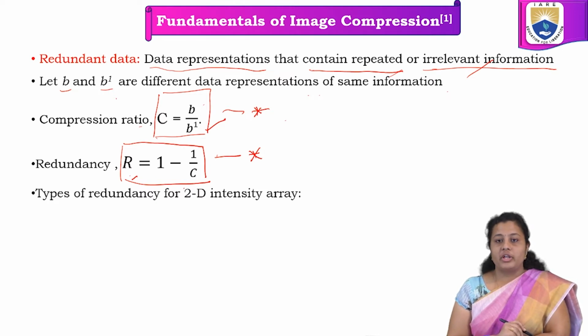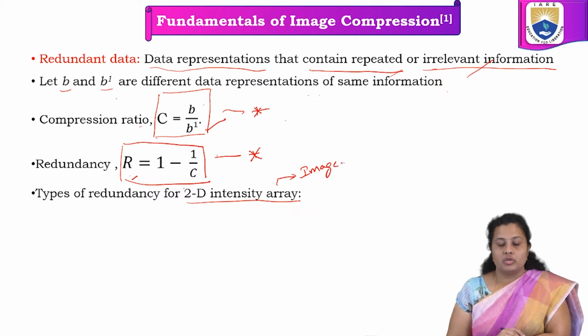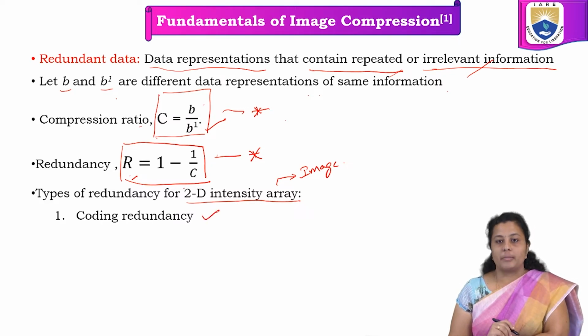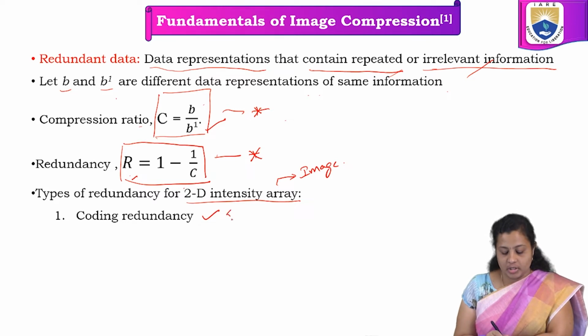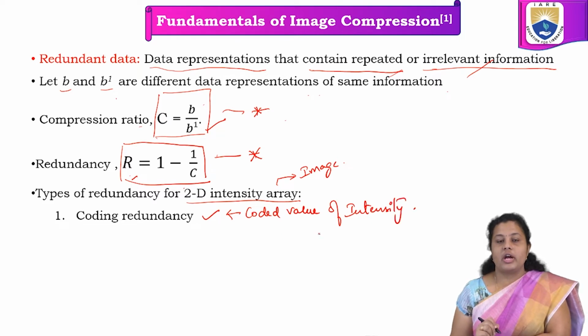What are the different types of redundancy that exist in our 2D intensity array? What is this 2D intensity array? It is actually the image. So we will see what types of redundancy exist in our image. The first one is coding redundancy. What is coding redundancy? Each intensity value will have a coded value of the intensity, and because of this coded value of the intensity, we get coding redundancy.